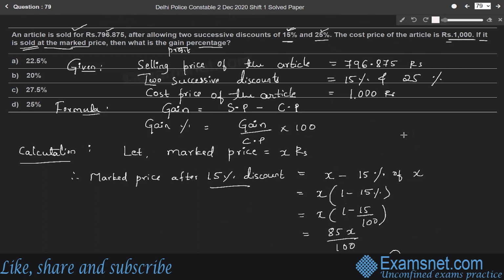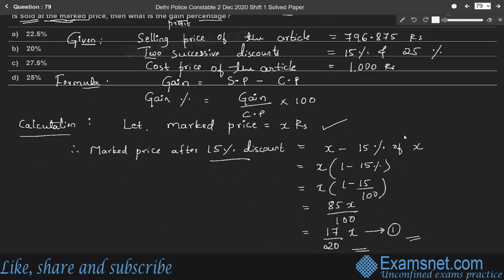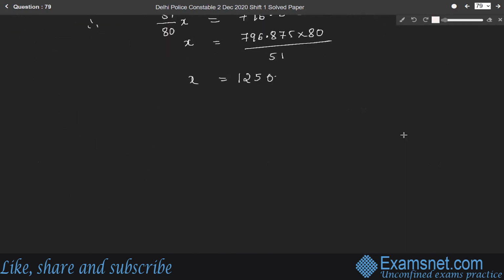So what is x here? According to our assumption, let X be the marked price. So in the question it is given if it is sold at the marked price. Therefore, after two successive discounts, the marked price is equal to selling price, right? Therefore, selling price is equal to 1250 rupees.